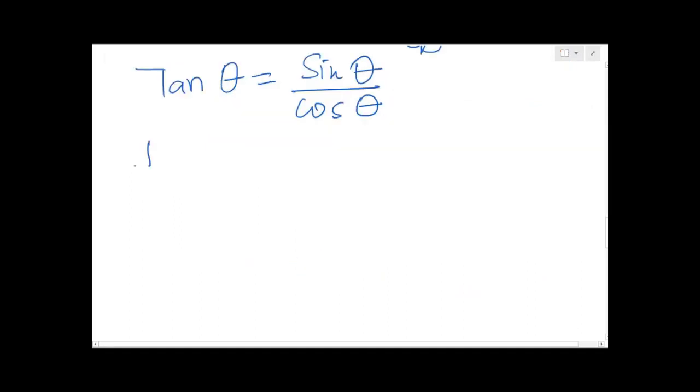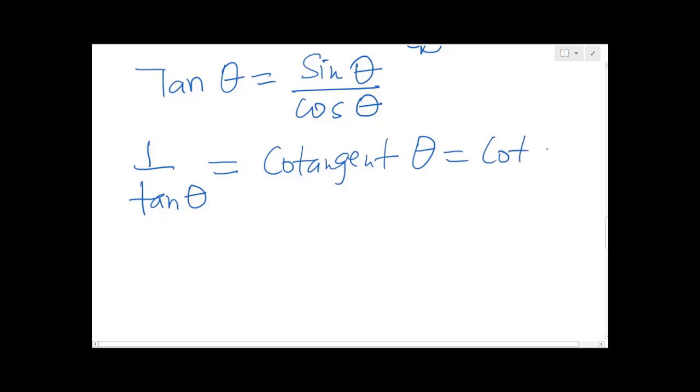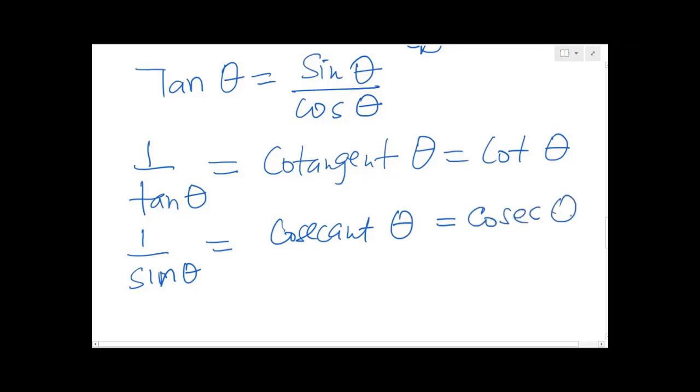We are left with tangent of theta is therefore equal to sine theta over cosine theta. Further, 1 over tangent of theta is defined as cotangent of theta, written as cot theta. 1 over sine of theta is called cosecant of theta, written as cosec theta. And 1 over cosine of theta is secant of theta, written as sec theta.